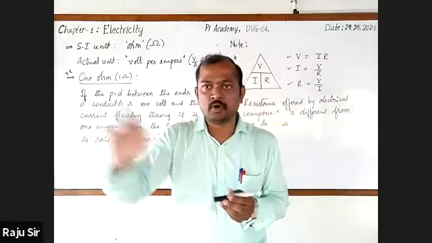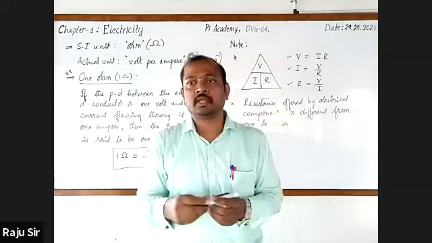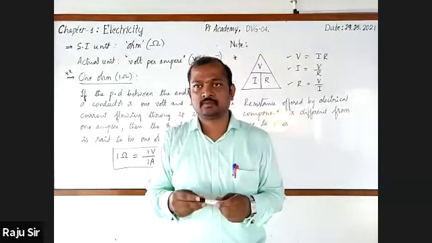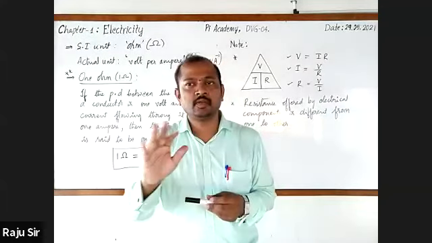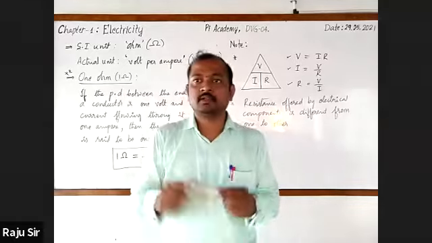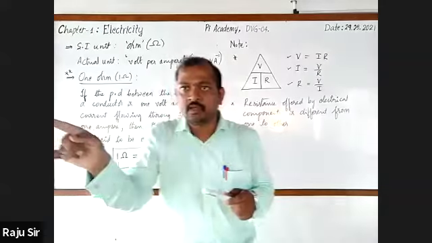If it opposes more, means if it offers high electrical resistance, then it is a poor conductor. Are you all following? Just wait. Imagine that we are going to take one copper wire and an iron wire.